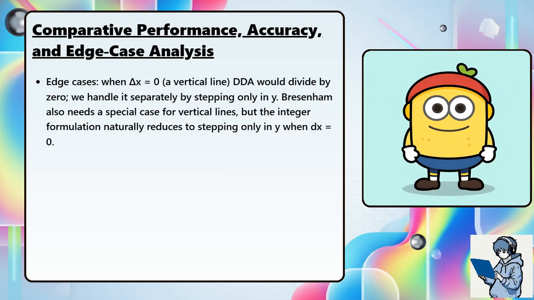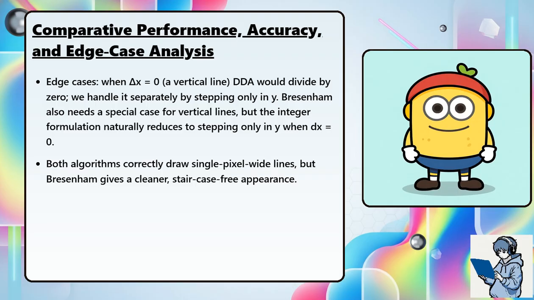Edge cases: when delta X equals 0, a vertical line, DDA would divide by 0. We handle it separately by stepping only in Y. Bresenham also needs a special case for vertical lines, but the integer formulation naturally reduces to stepping only in Y when dx equals 0. Both algorithms correctly draw single pixel wide lines, but Bresenham gives a cleaner staircase-free appearance.